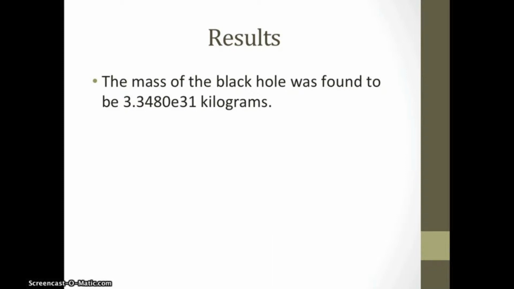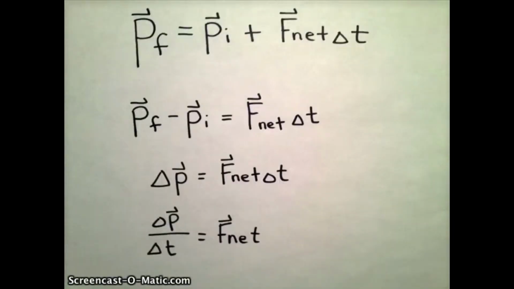In order to find the mass of the black hole, I first started from a fundamental principle. The momentum principle states, the final momentum is equal to the initial momentum plus the net force times change in t. Another way to write this is the final momentum minus the initial momentum equals F net times change in t, and then the change in momentum is equal to F net change in t, and then change in p over change in time is equal to F net.